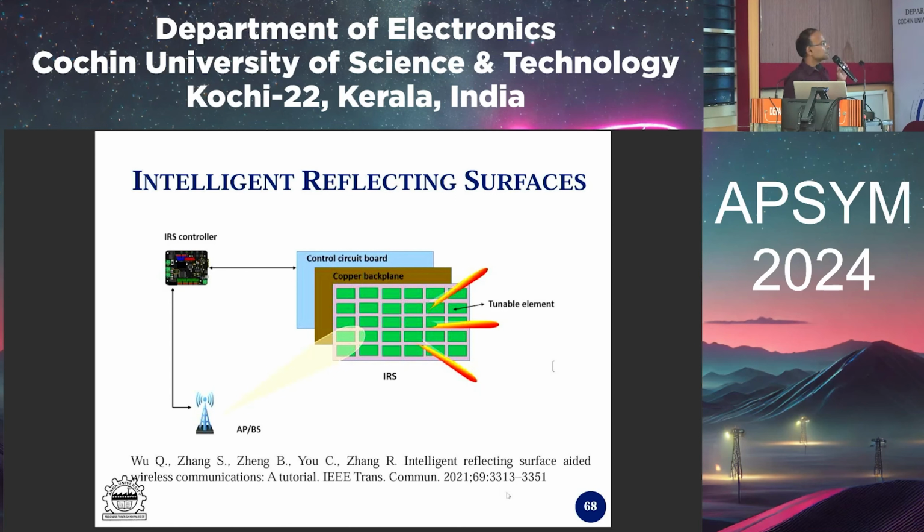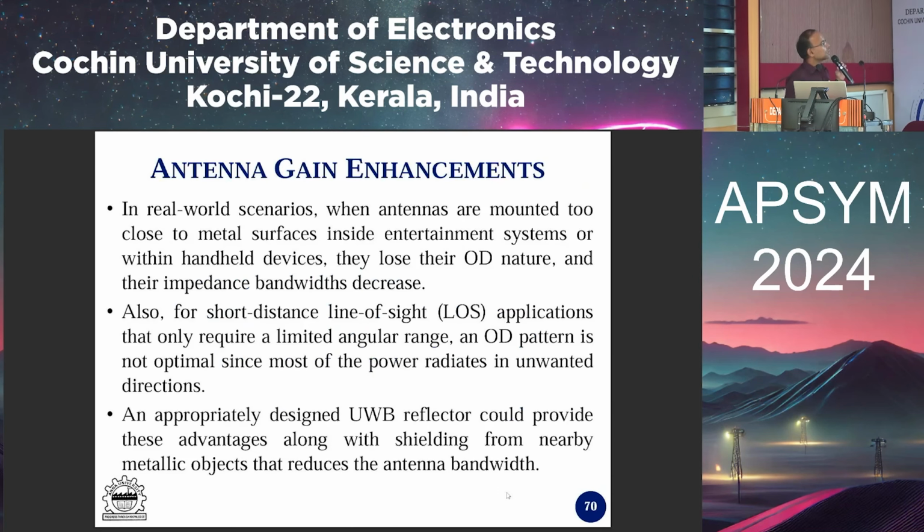So we have the access point, we have the IRS controller, and this is the intelligent reflecting surface. It will be able to change the beam to our region of interest. Suppose we don't have this IRS, whatever signal is incident on the wall will be absorbed, or it will be reflected, but it may not be reflected to the region of our interest. Instead, if we want to reflect it without much attenuation, we can go for this IRS, that is, intelligent reflecting surfaces. The next application is antenna gain enhancement.